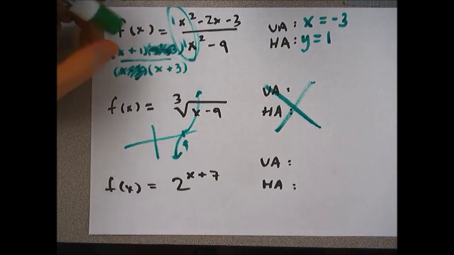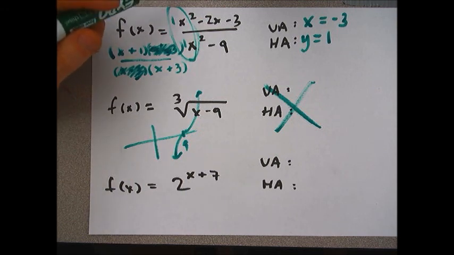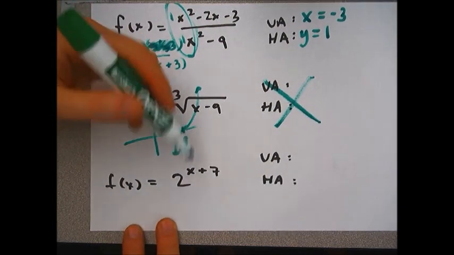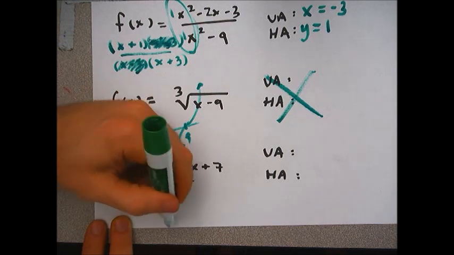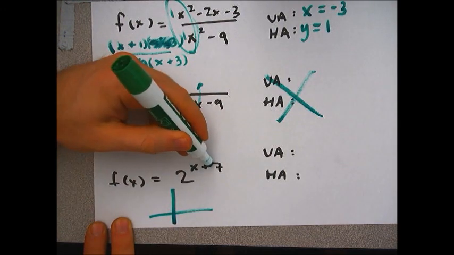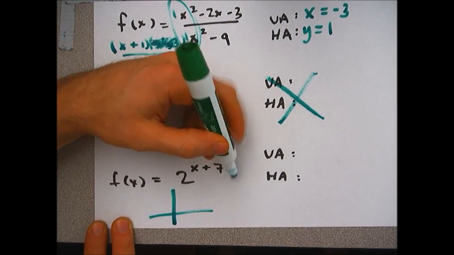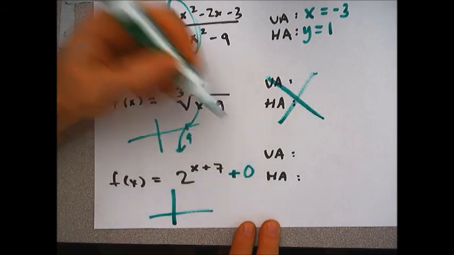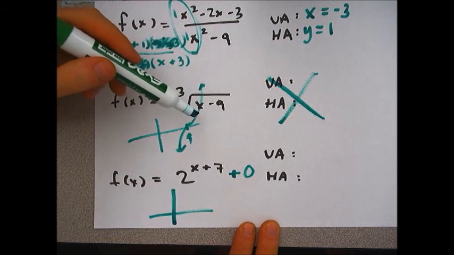The exponential graph, does it have a vertical asymptote or a horizontal asymptote? Let's think about what the graph looks like. Horizontal, right? So we gotta know what the graphs look like. So do I care about the x plus 7 or do I care about the number out here? I care about the number out here. There isn't a number out there, right? So in this case, it's plus 0.